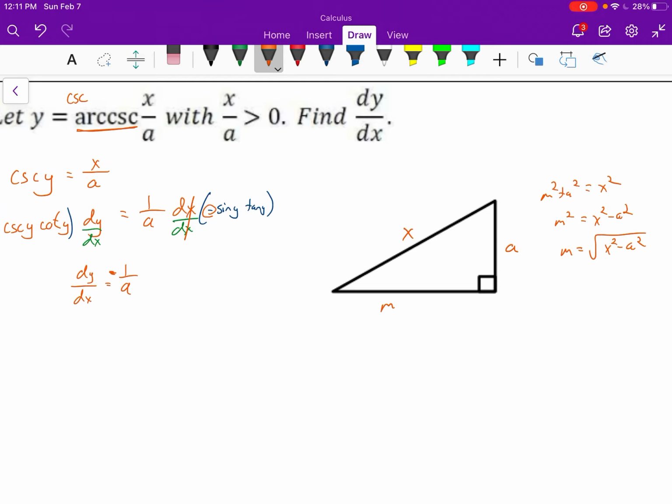Sine is opposite over hypotenuse, so that's a over x. And then tangent is opposite over adjacent, so that's a over adjacent, which was this m value, so the square root of x squared minus a squared. We have some canceling that happens, so dy dx is equal to negative a over x times the square root of x squared minus a squared.